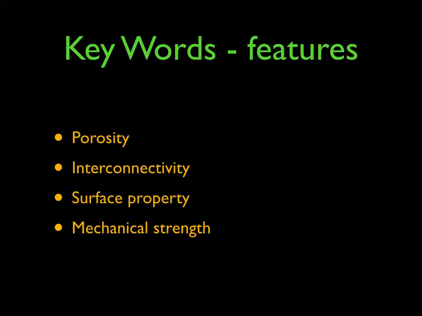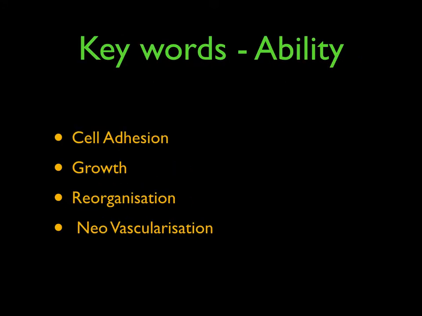Now comes the basic scientist. They talk about scaffolds in terms of porosity, interconnectivity, surface property, and mechanical strength. Basic words to just remember, and each of these properties has a certain role. And then comes the ability. It doesn't stop, so it gets more and more complex. We want cellulation, we need growth, we need reorganization, neovascularization. So there is biology, there is biomechanics, there is a wish list, and that is what constitutes a scaffold talk.